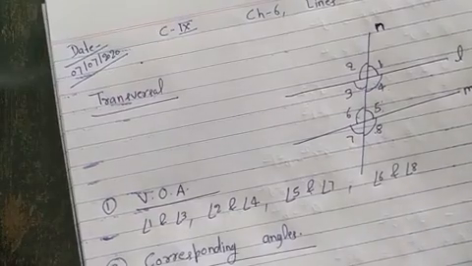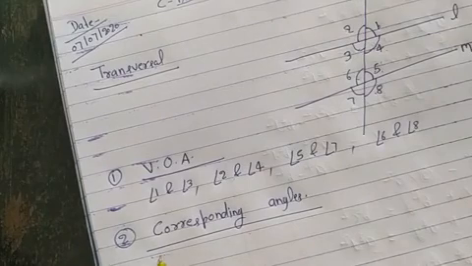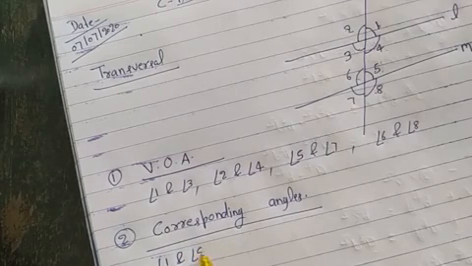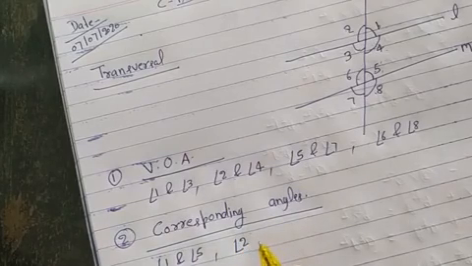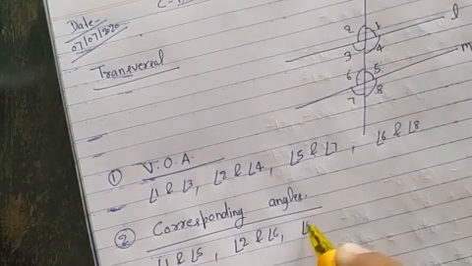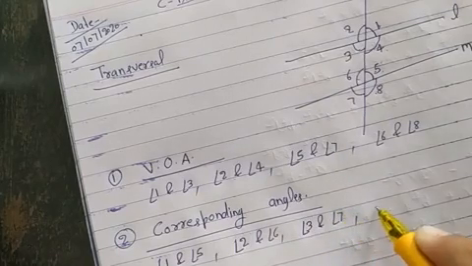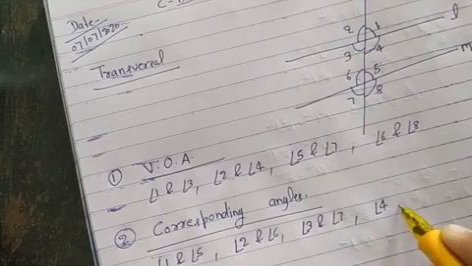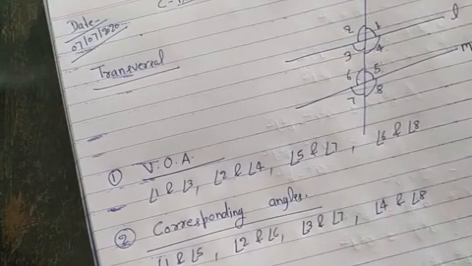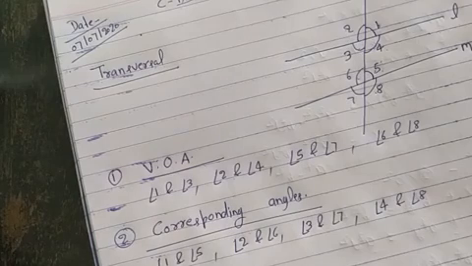Okay, write down these pairs of corresponding angles. Angle 1 and angle 5. Next, angle 2 and angle 6. Next, angle 3 and angle 7. And last, angle 4 and angle 8. This is the second variety. Now come to the third variety.